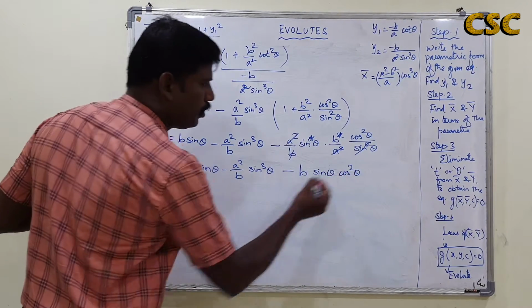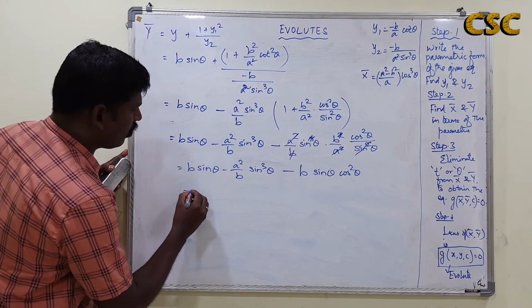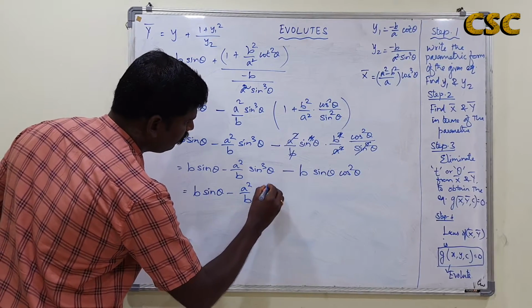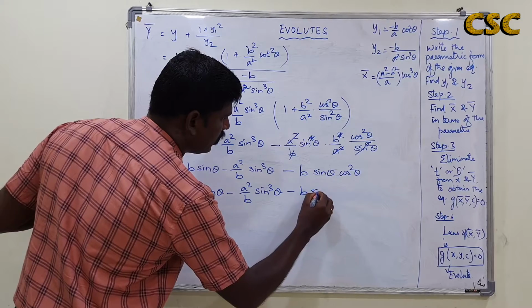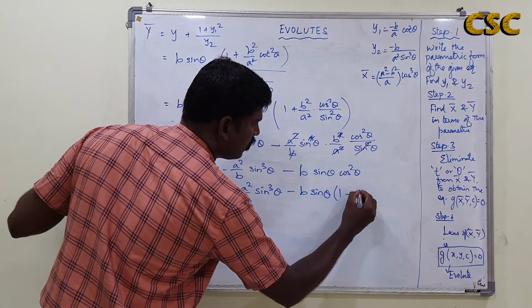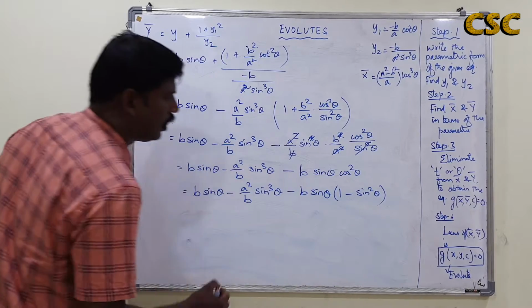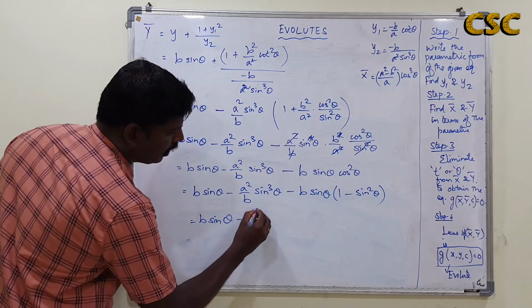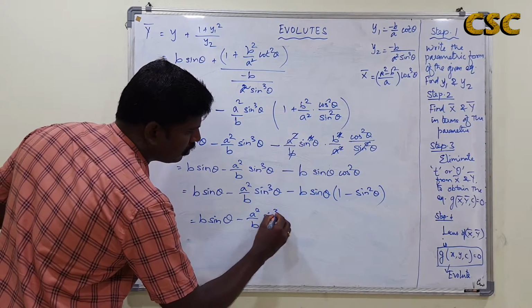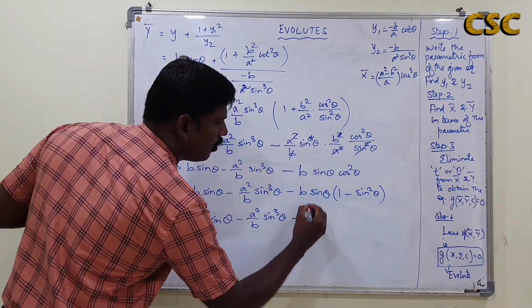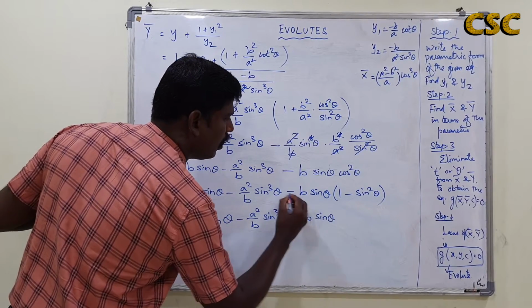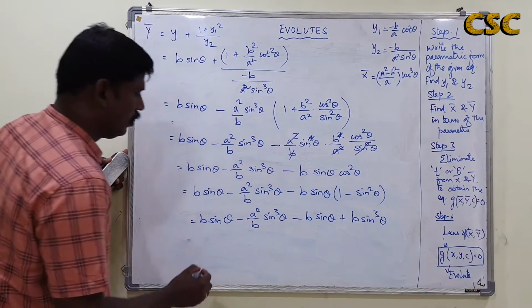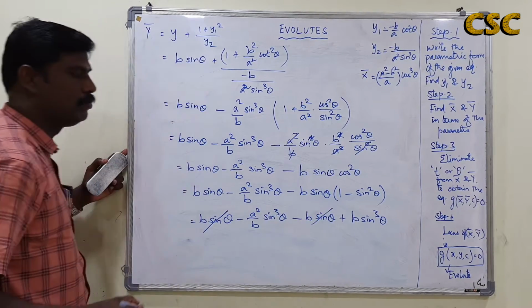Okay, right? So now I am going to write the value of cos square theta as 1 minus sin square theta. b sin theta minus a square by b sin cube theta minus b sin theta into 1 minus sin square theta. Now I am going to multiply this inside the bracket. So b sin theta minus a square by b sin cube theta minus b sin theta. 1 into b sin theta, b sin theta. Minus into minus plus b into sin cube theta. I can cancel this plus b sin theta with minus b sin theta.